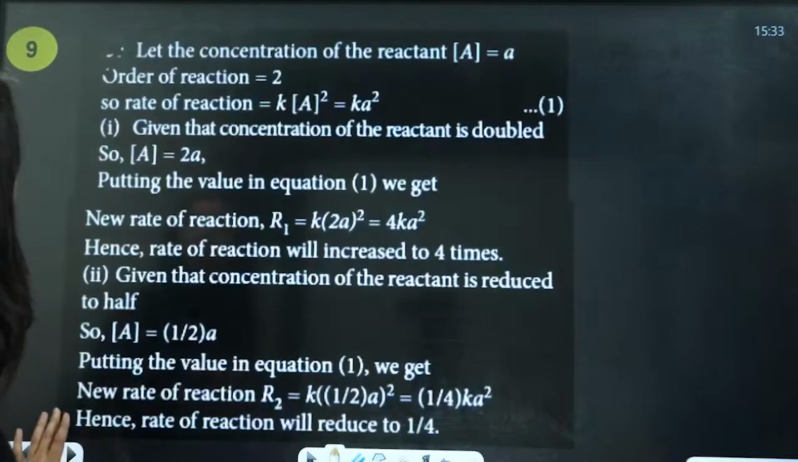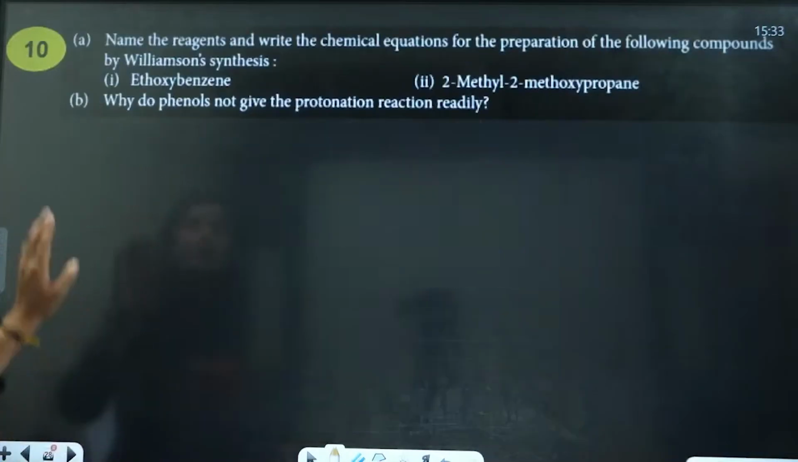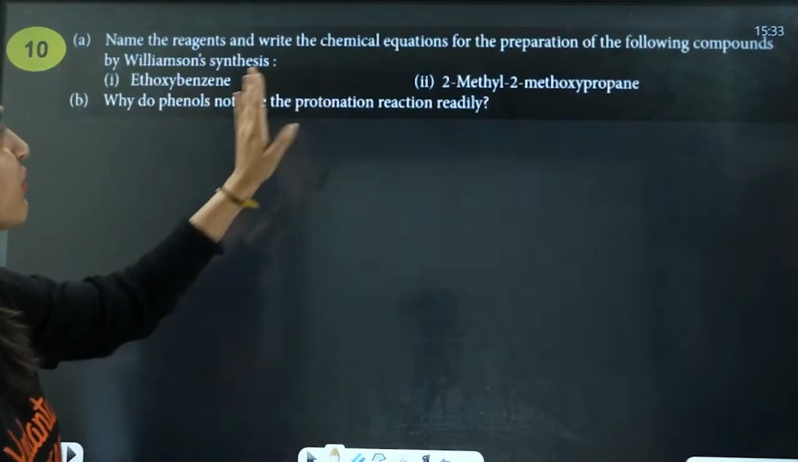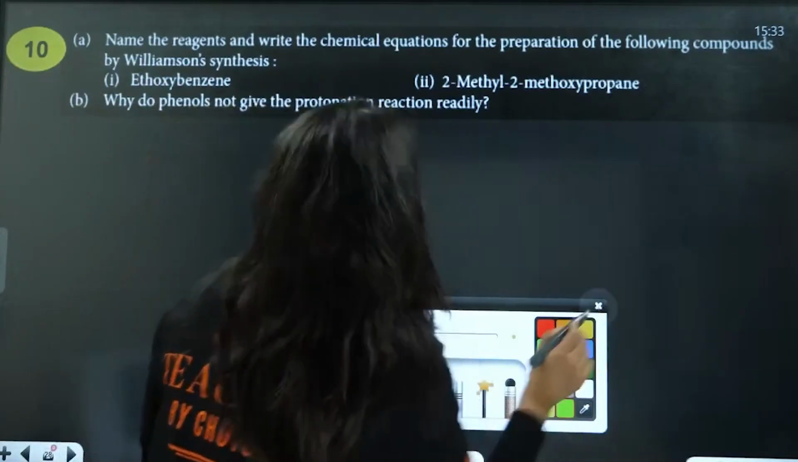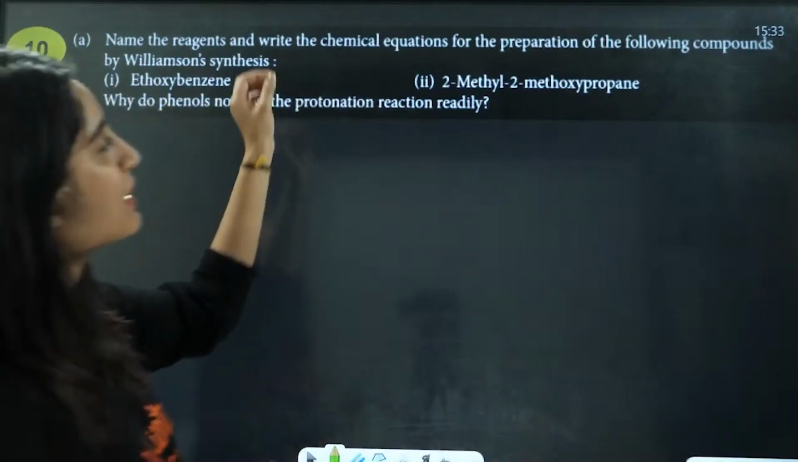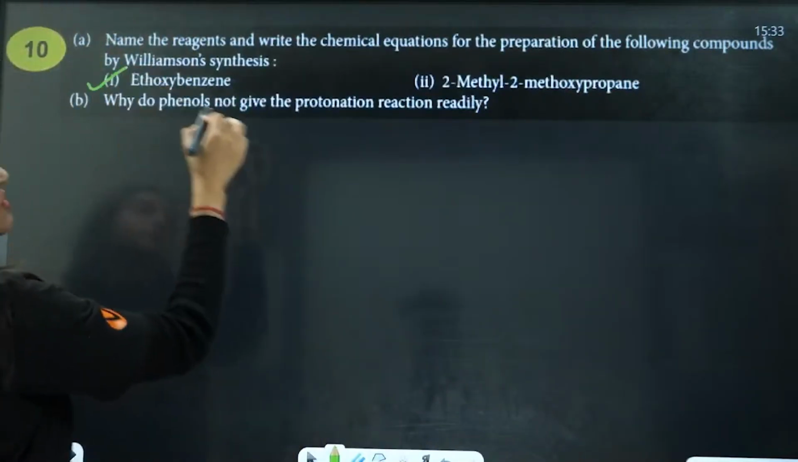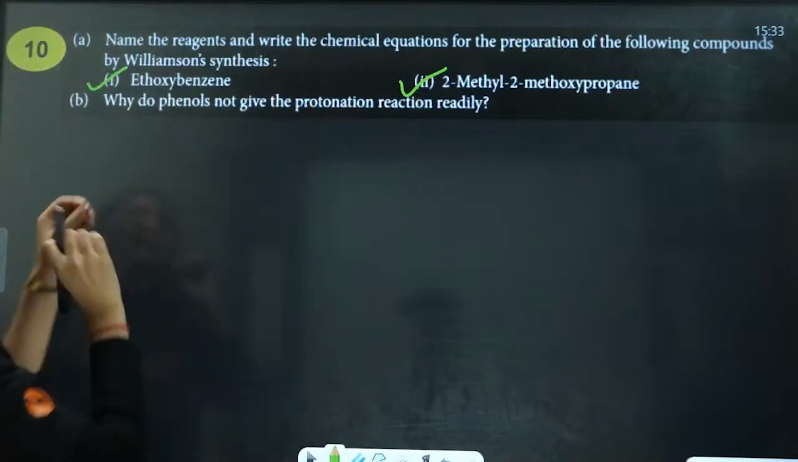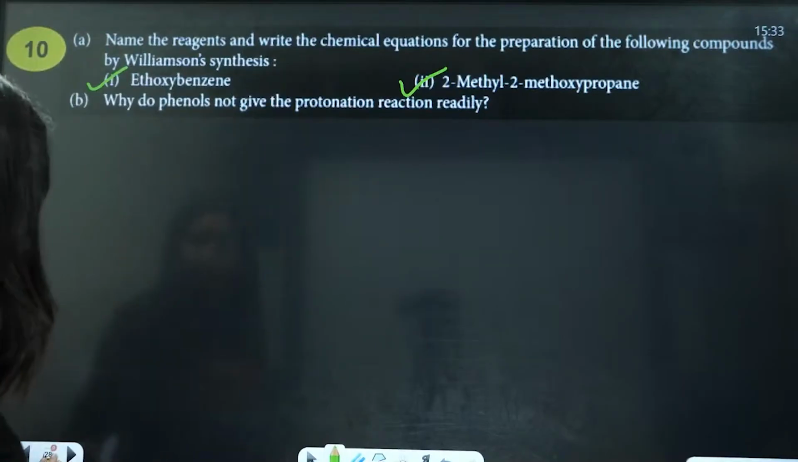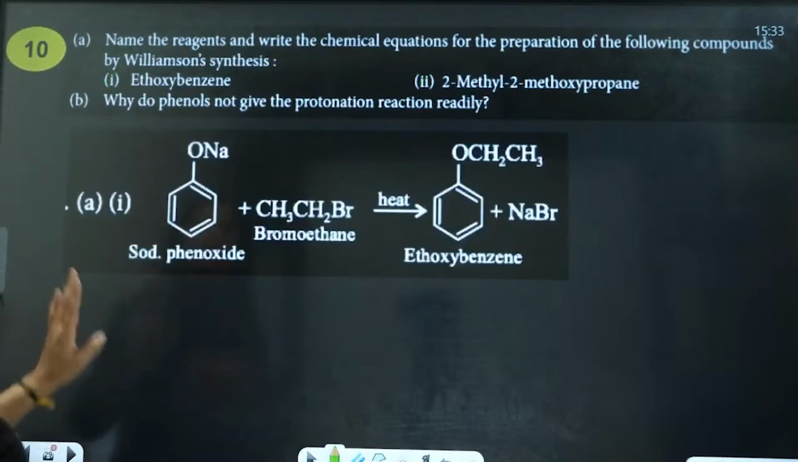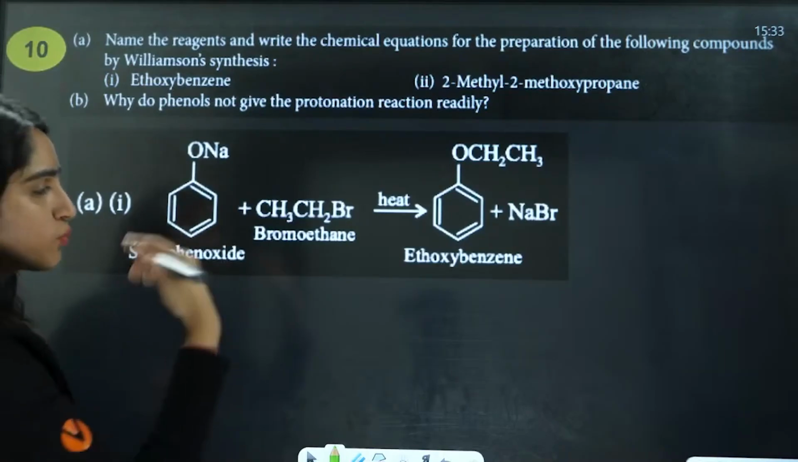Now see the next question here. Next is name the reagent and write the reaction. Name the reagent and write the chemical equation for the preparation of the following compounds from Williamson synthesis. How do you prepare these two things? Phenols do not give protonation reaction readily. See the first reaction here.